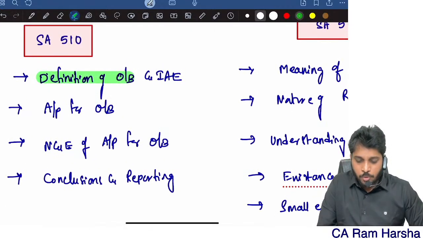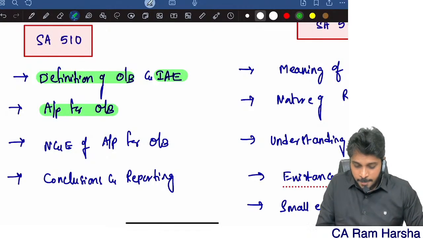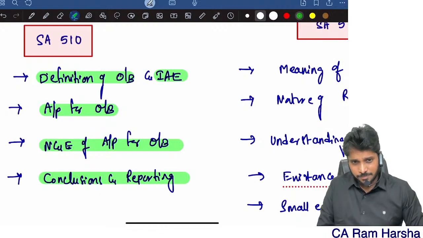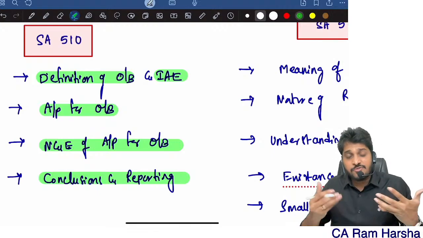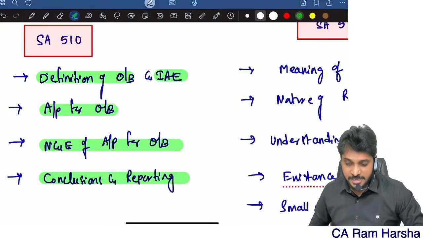First, we need to understand the opening balance definition, and there is a definition for initial audit engagement. Then we need to understand what the audit procedure for opening balances is. Then we need to understand how to conclude and report, and to what extent audit procedures have to be performed for opening balances. What is the nature and extent of audit procedure for opening balances? These four points we need to cover in 510.